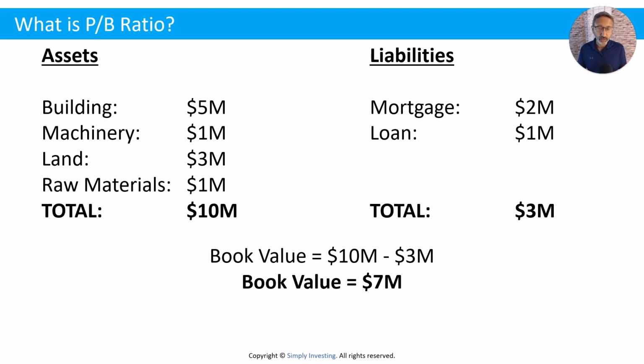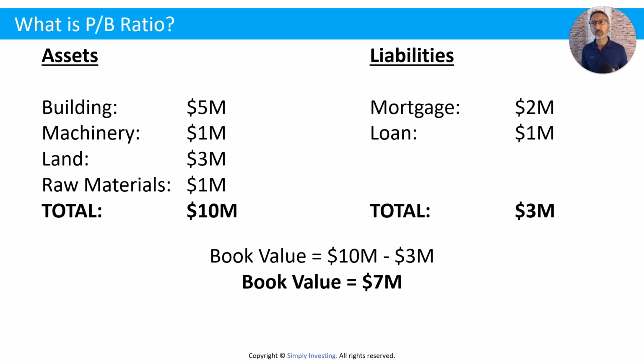So theoretically, this is essentially what the company is really worth, right? If the company was to stop functioning, sell everything that they own, pay off all of their debts, then that's what you're left with, is the book value. So in this example, company ABC has a book value of $7 million.